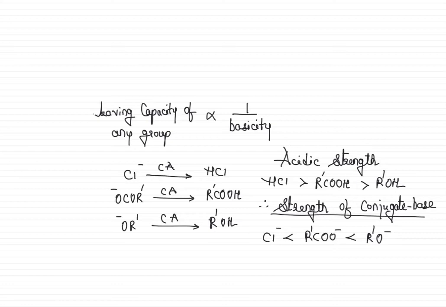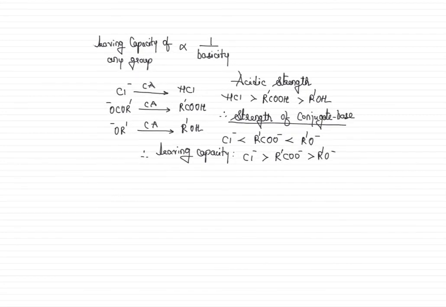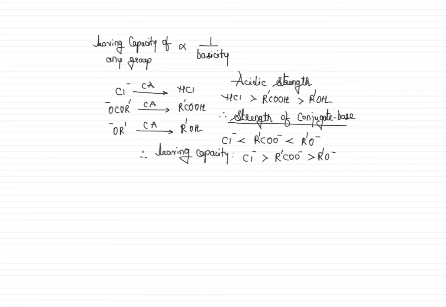Now, therefore, leaving capacity is inversely related. So once again, the one which is the weakest base is the best leaving group. So Cl minus, R dash C double O minus. Thus, it is very easy to understand that Cl minus being the best leaving group, the rate of reaction with acid chloride is the fastest. R dash C double O minus comes second.